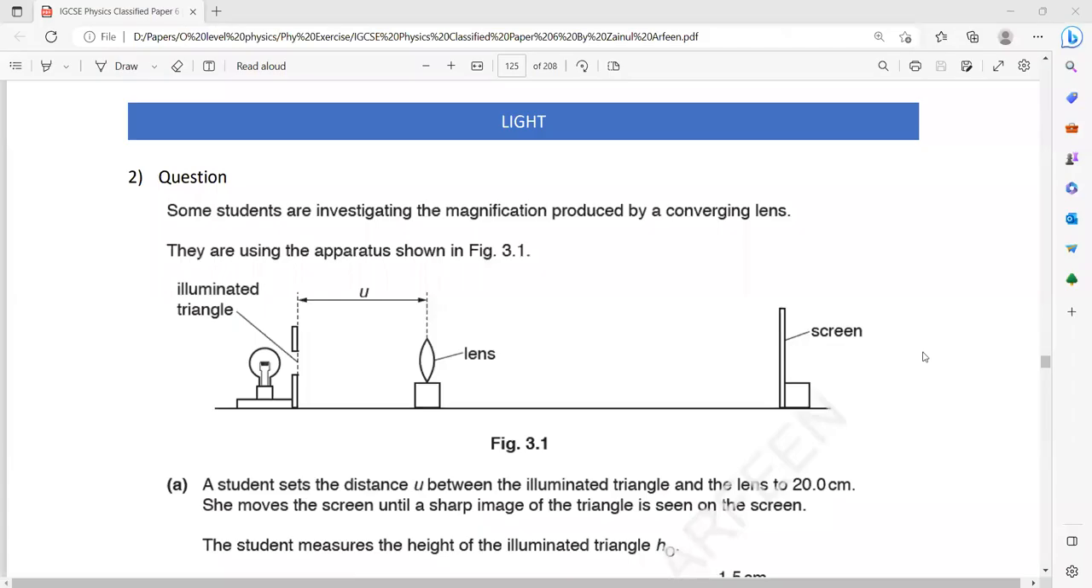So this one is a classified paper 6 topic light question. In question 2, some students are investigating the magnification produced by a converging lens. Magnification refers to a comparison of the size of the image with the object. We call that magnification.